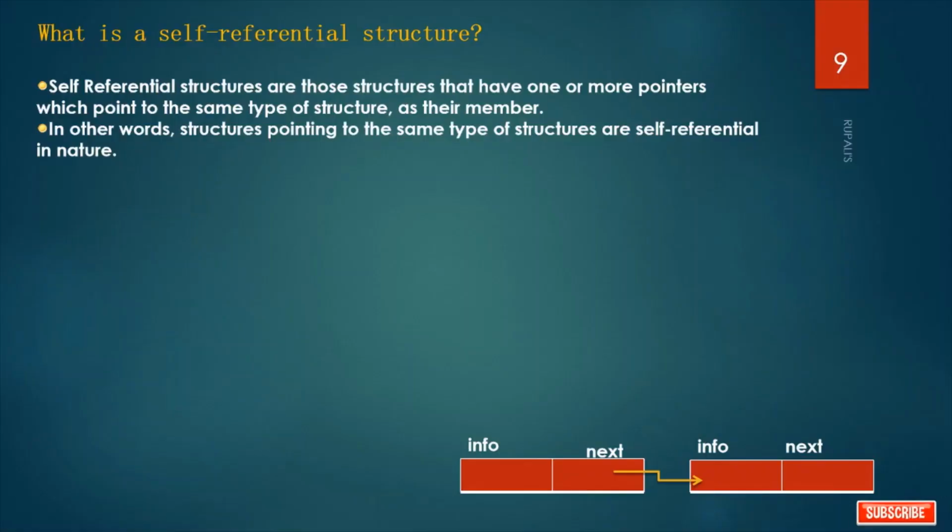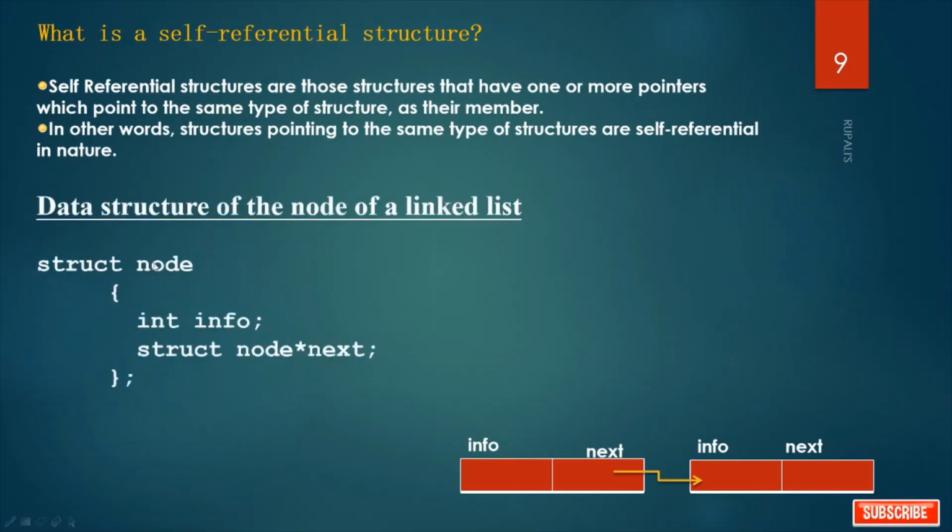Self-referential structure. Self-referential structures are those structures that have one or more pointers which point to the same type of structure as their member. In other words, we can say structures pointing to the same type of structure are called self-referential in nature. See the example. Here I am declaring one structure node. Two member variables are there. One is information, int info. Another is struct node *next.